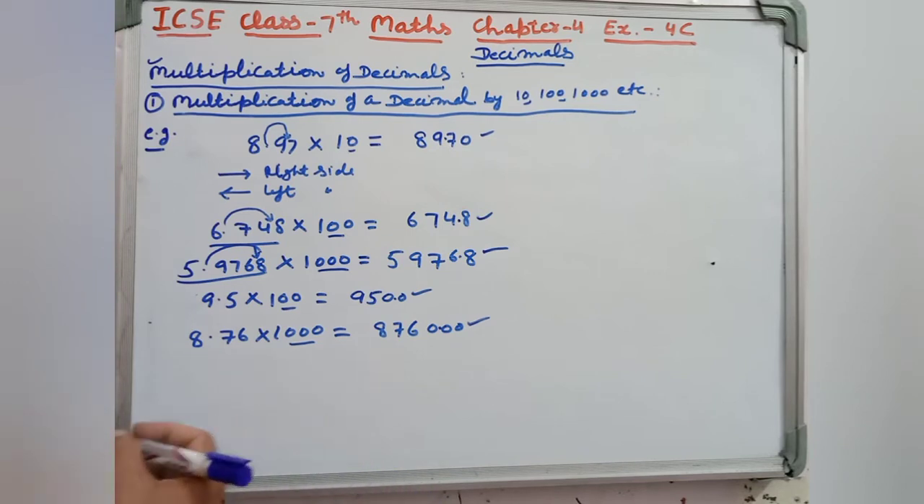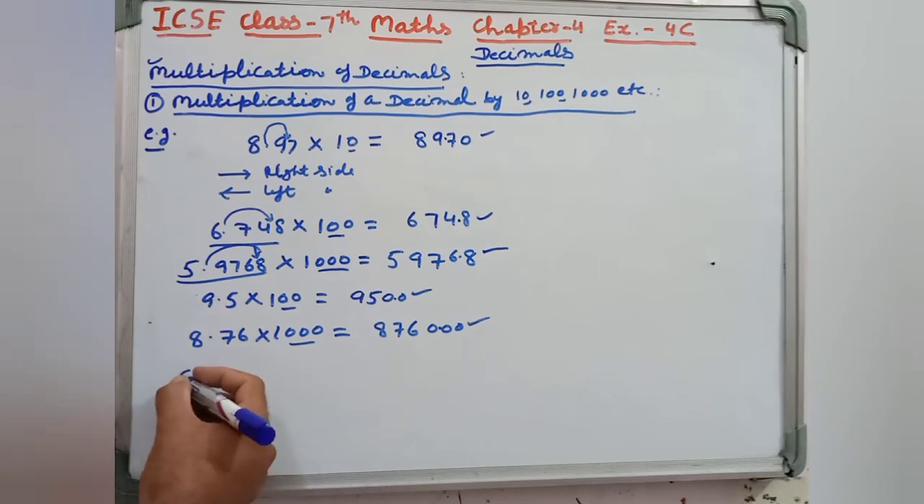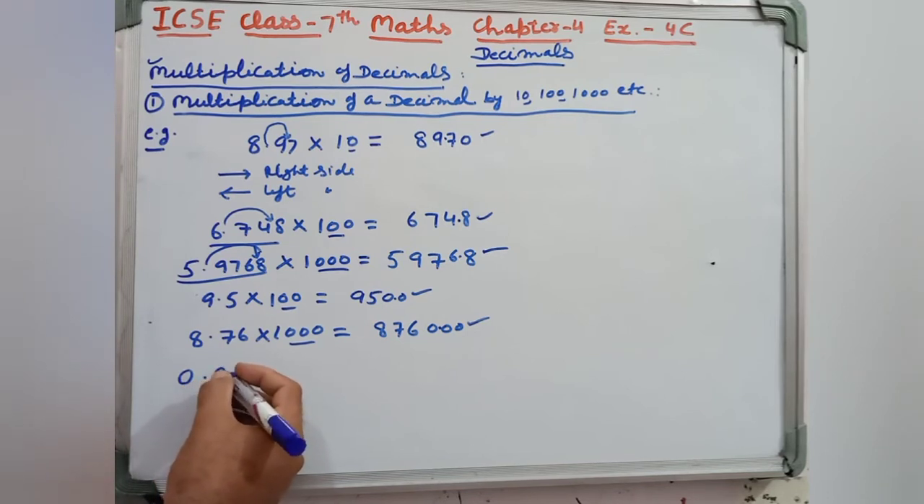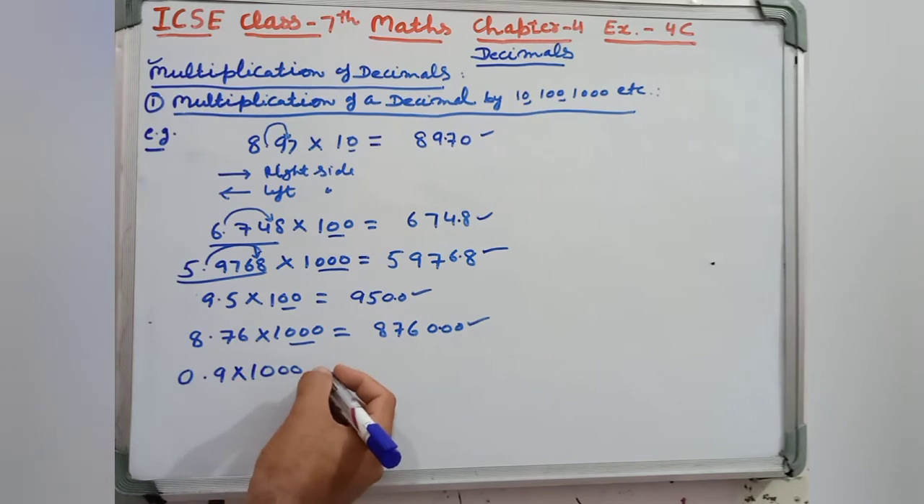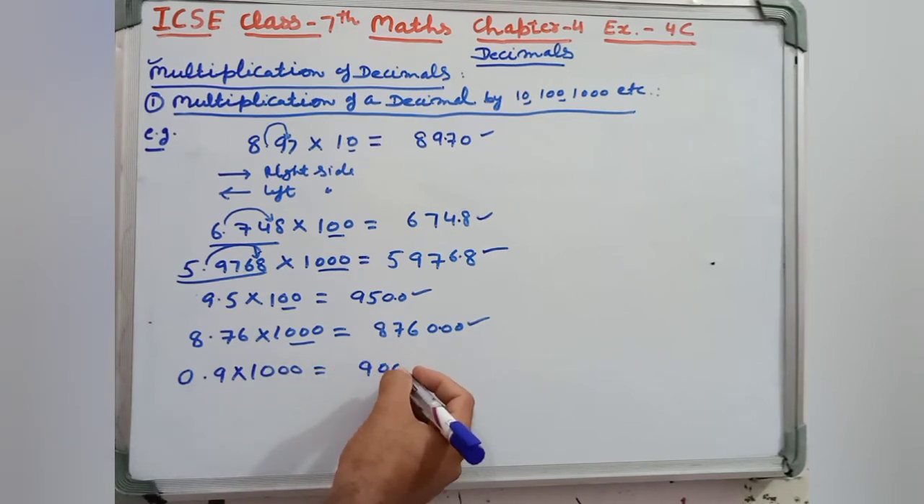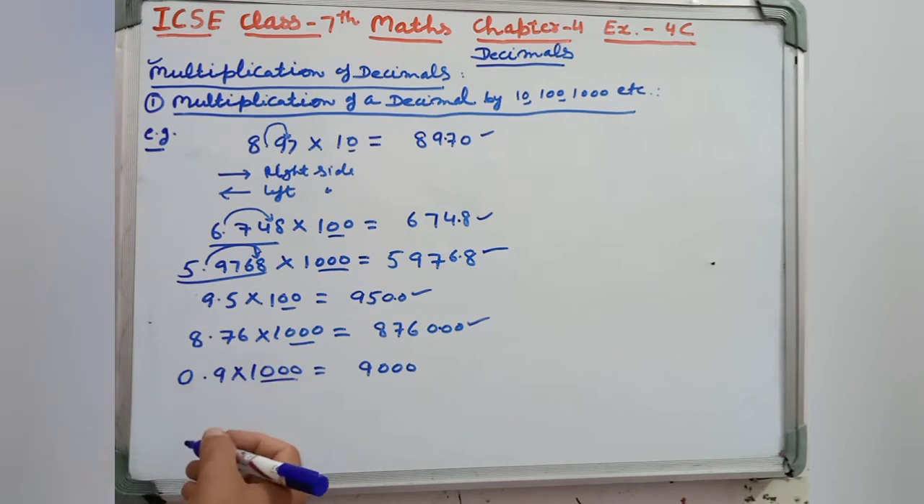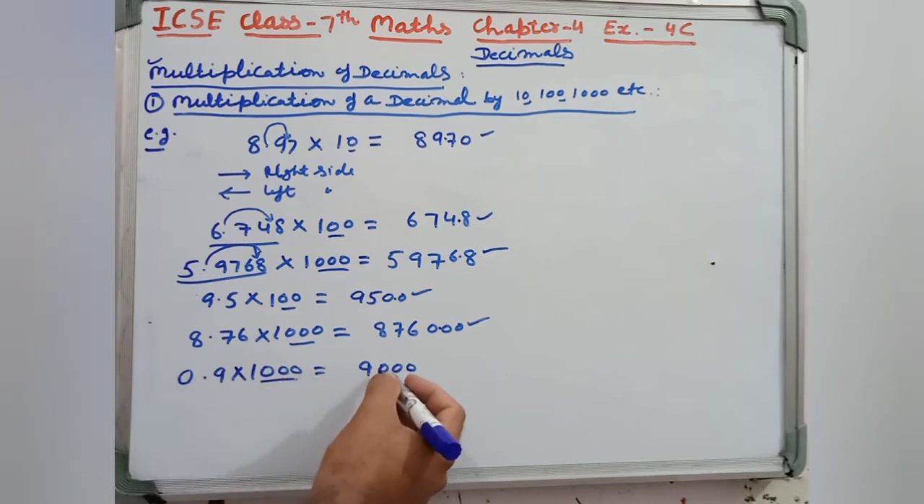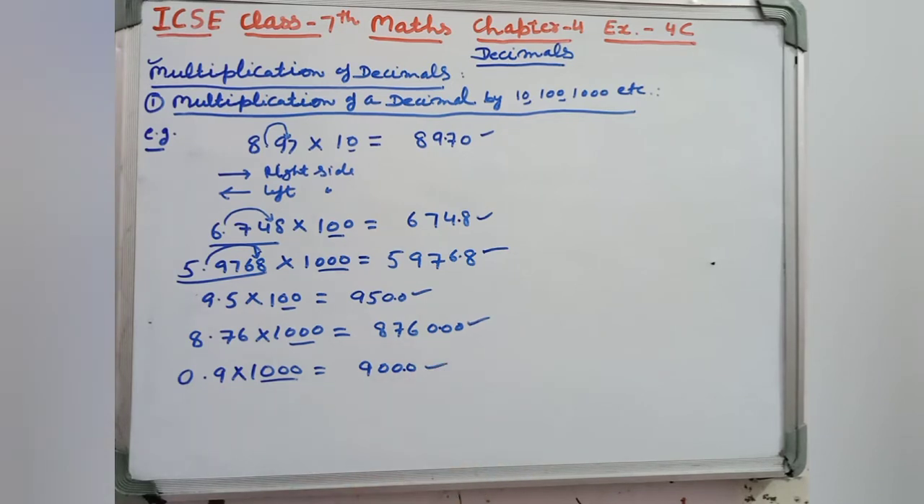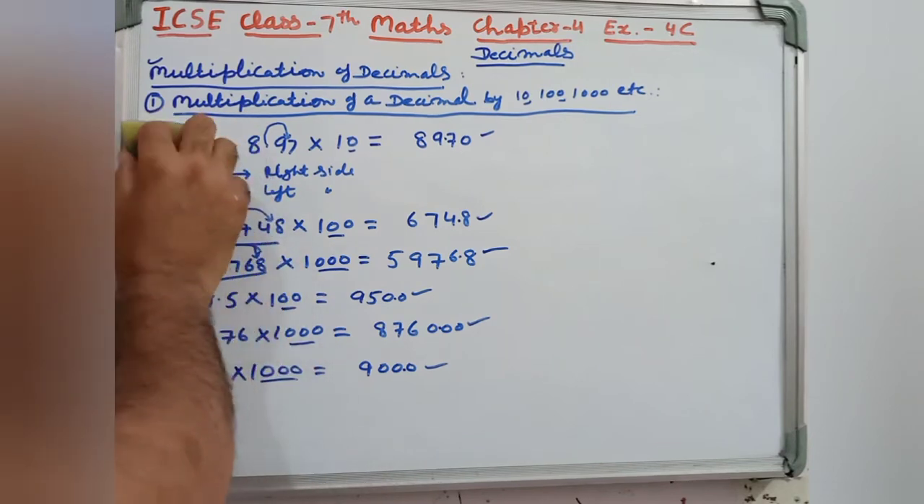Now if we want to multiply 0.9 by 1000, no need to panic. Write 9, write 1000. Now we have three zeros, so we have to shift our decimal after three places. One is here, 1, 2, 3. Our decimal will come here. Answer will become 900. Right? This was multiplication of a decimal by multiples of 10.